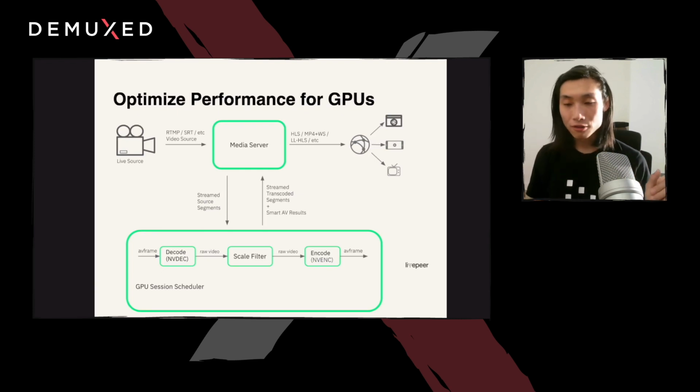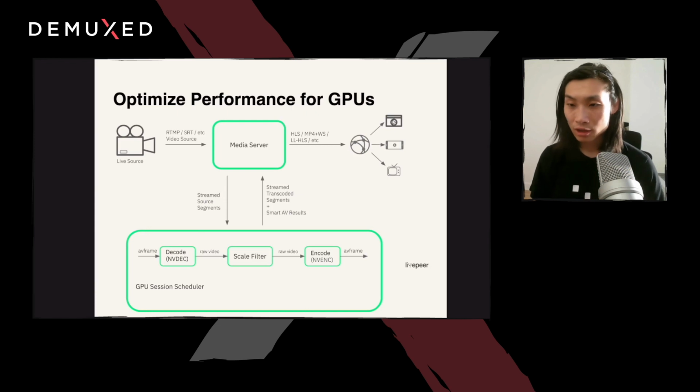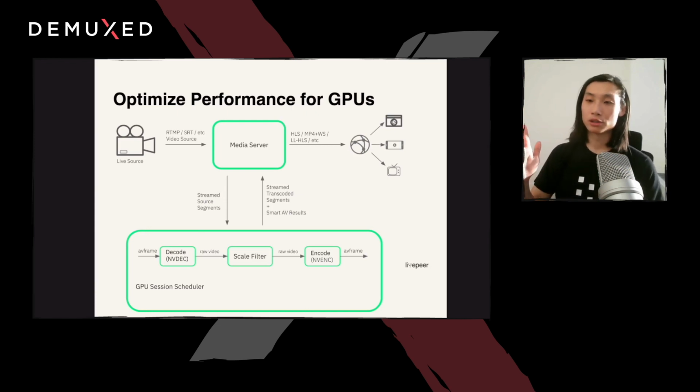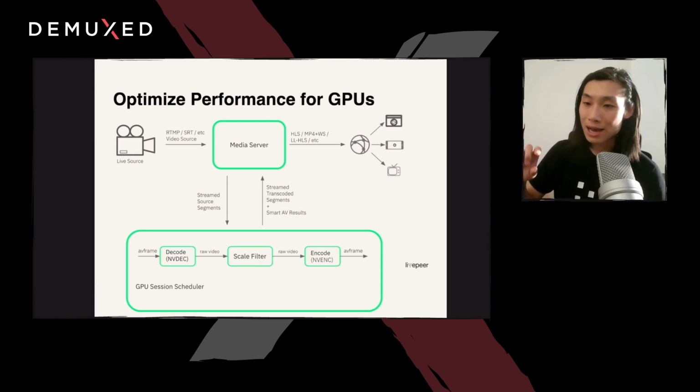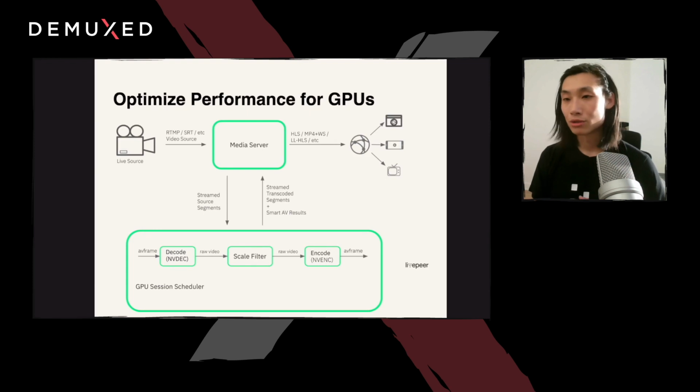We have the AV frames going into the decoder. We have the raw video coming out of the decoder going into the scale filters. The scale filters would scale the video down into the different bit rates and frame rates and different sizes that then get sent into the encoder, repackaged into something like HLS or Dash, and that gets sent to the users.